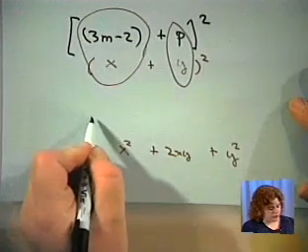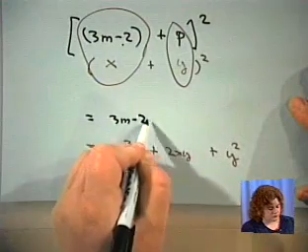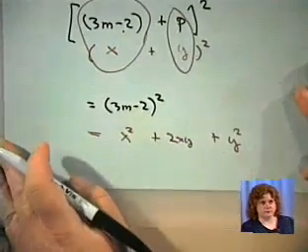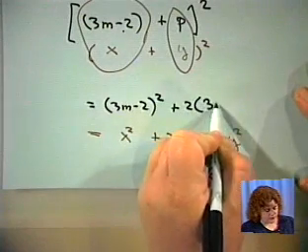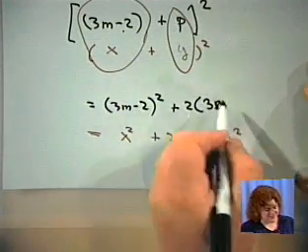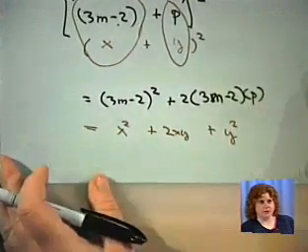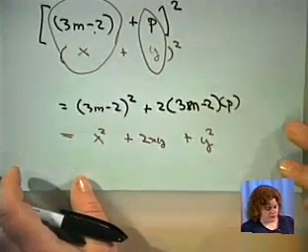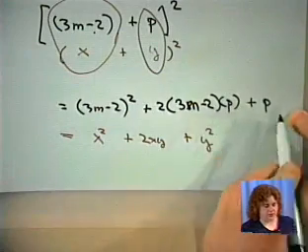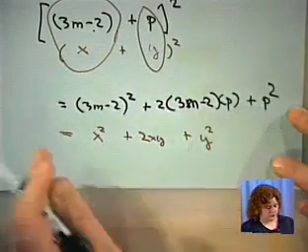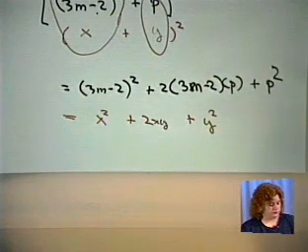Well, x squared then would be (3m minus 2) squared, plus 2 times x, which is your 3m minus 2, and y, which was the variable p. And then the y squared is going to be quite straightforward. It's simply going to be the variable p squared.